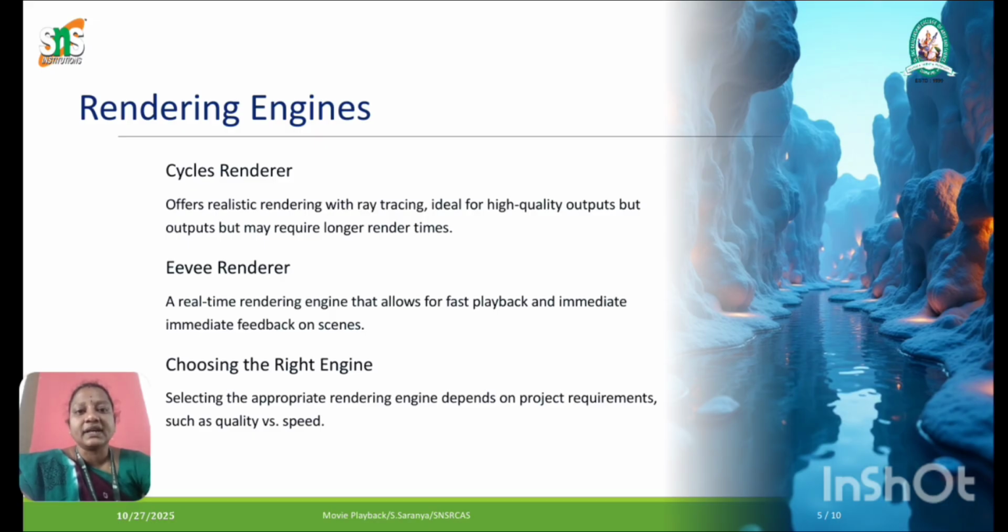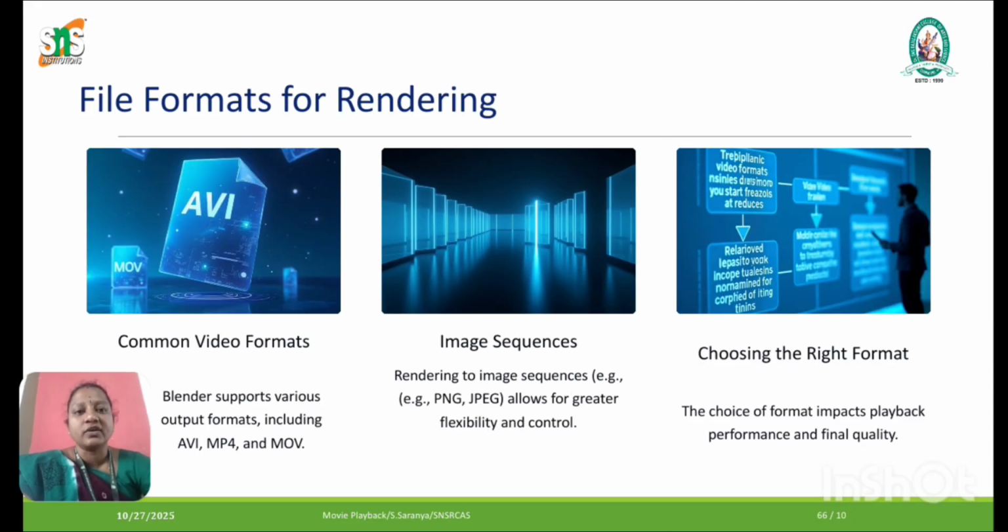Next is choosing the right engine. Selecting the appropriate rendering engine depends on the project requirements, such as quality versus speed. Moreover, Cycles uses realistic ray tracing rendering with high quality outputs, but EEVEE depends upon real-time, fast playback and immediate feedback. Cycles depends upon quality and EEVEE depends upon speed. According to what is okay for our video, we need to select and render in that particular engine.